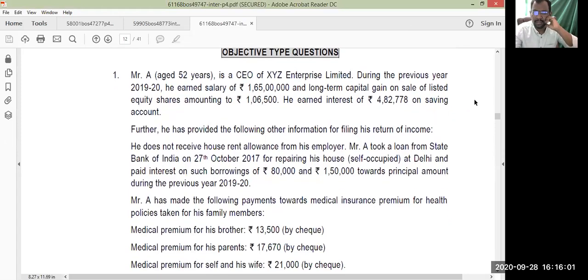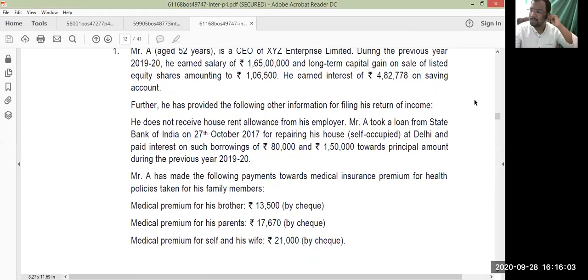Further, he has provided the details. He has not received any house rent allowance. Very nice. So no HRA, nothing here. Mr. A took a loan from State Bank of India on 27th of October 2017 for repairing of the self-occupied house at Delhi and paid interest on such borrowings 80,000, 1,50,000 towards principal.